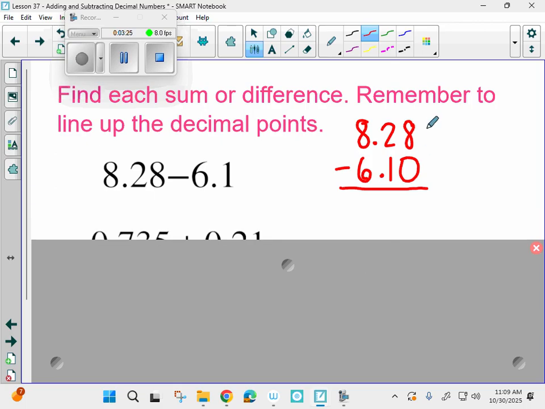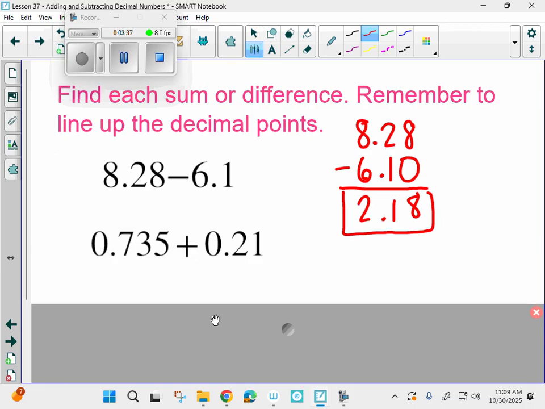All right, so I'm going to subtract 8 minus 0 is 8, and I'm going to subtract 2 minus 1 is 1, and I'm going to subtract 8 minus 6, which is 2, and that would be my answer. Yes, Benny, 2.18.